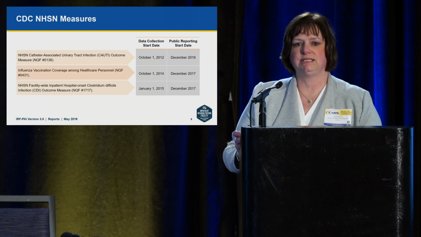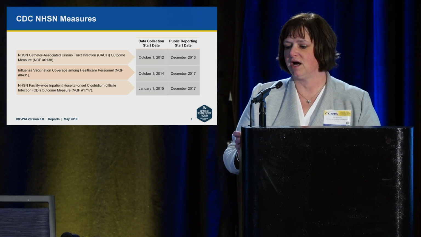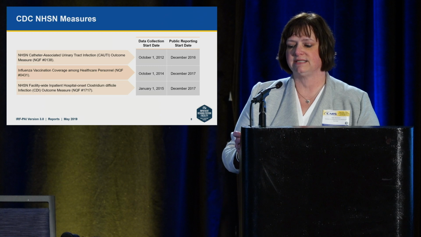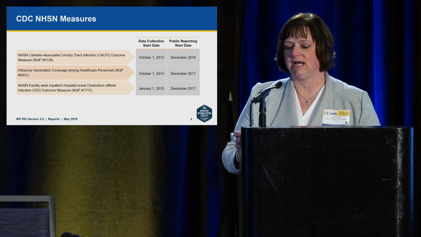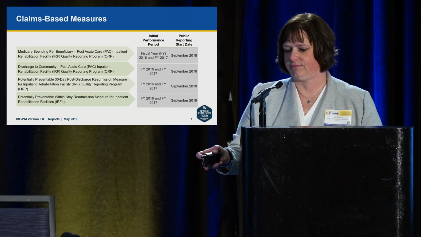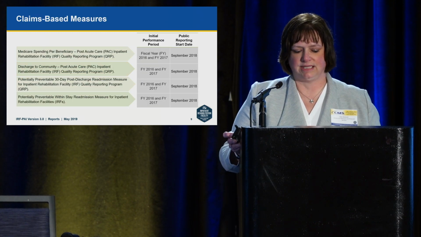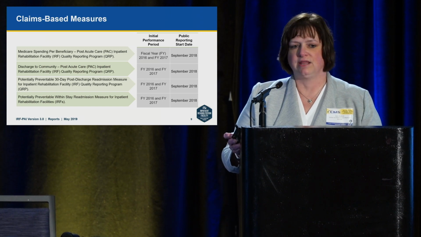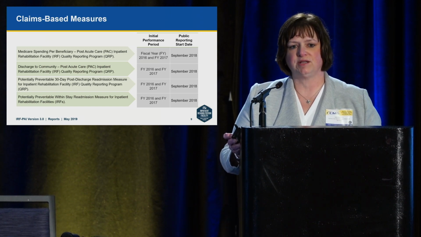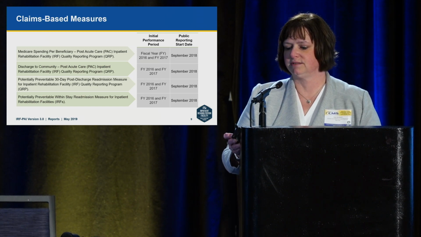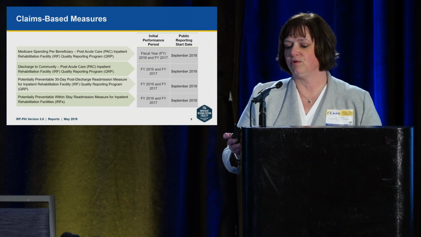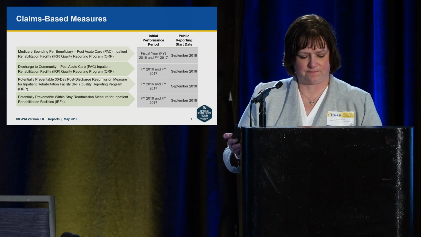Here's a list of the CDC and NHSN measures. So you have the CAUTI measure, the influenza vaccination coverage among healthcare personnel measure, and the CDI measure. And here's a list of your claims-based measures. The first is the MSPB, or the Medicare Spending Per Beneficiary measure, the Discharge to Community measure, the Potentially Preventable 30-Day Post-Discharge Readmission measure, and the Potentially Preventable Within-Stay Readmission measure.